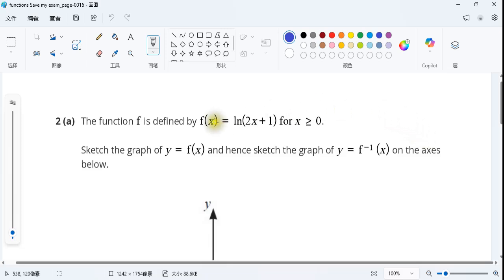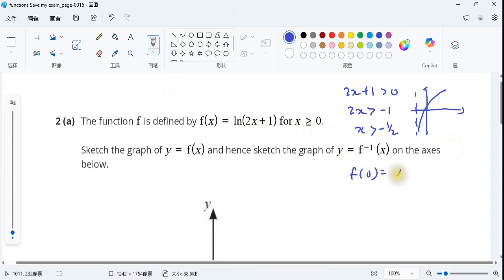The function f is defined by f(x) equal to ln(2x plus 1). Sketch the graph y equal to f(x). So for the domain, we have 2x plus 1 greater than 0, 2x greater than negative 1, so x greater than negative half. So the graph is actually like this. When x is 0, f of 0 is ln(0 plus 1), which is ln 1. ln 1 is actually 0, so it passes through the origin.